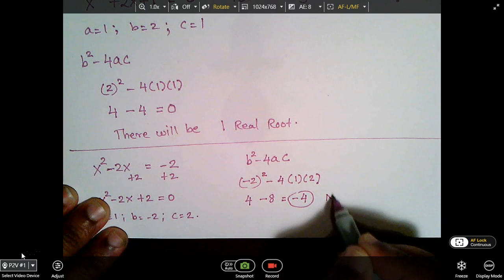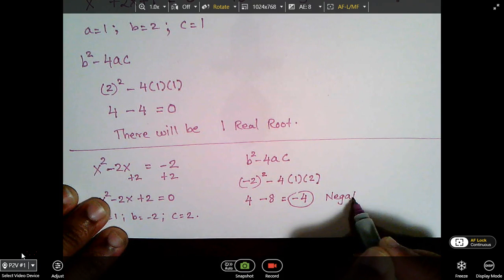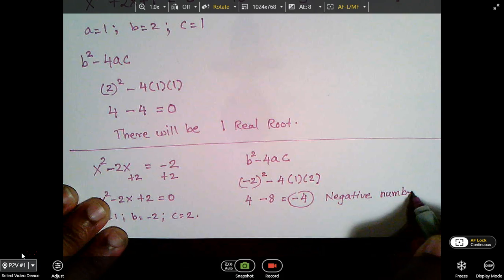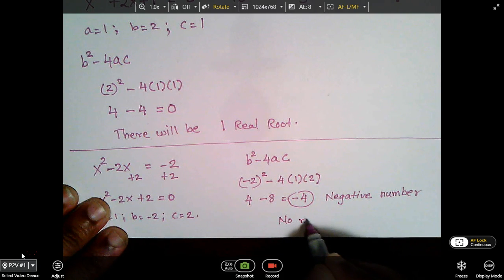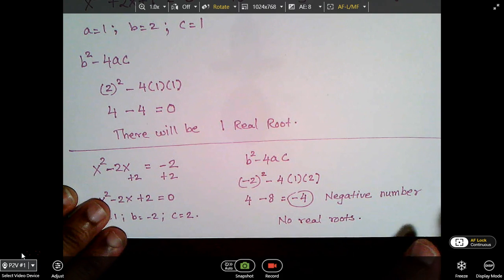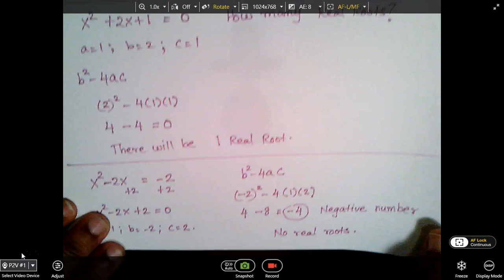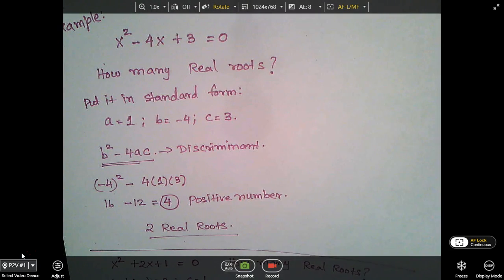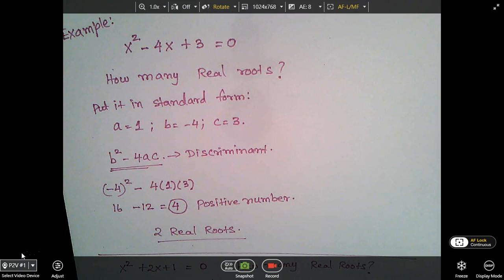So this is a negative number. I won't be able to take the square root of that. So that means there are no real roots or no real solutions. There won't be any x-intercepts for this equation. So the quadratic formula helps you figure out how many real roots there are.